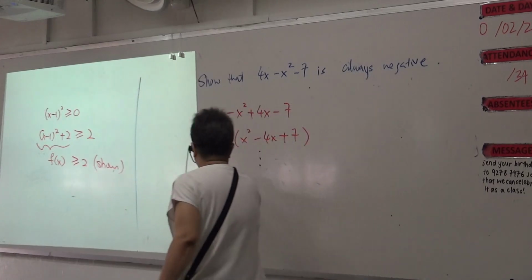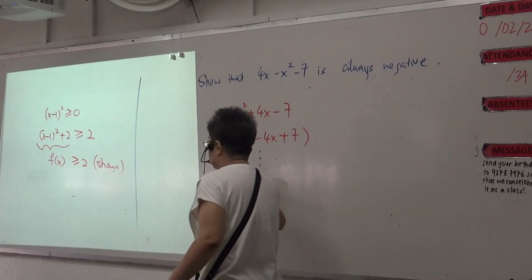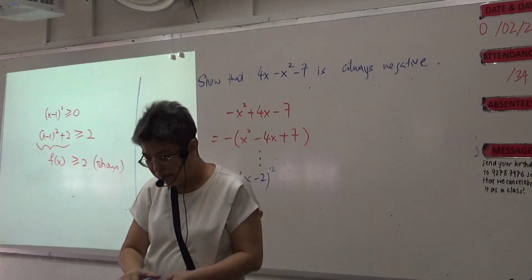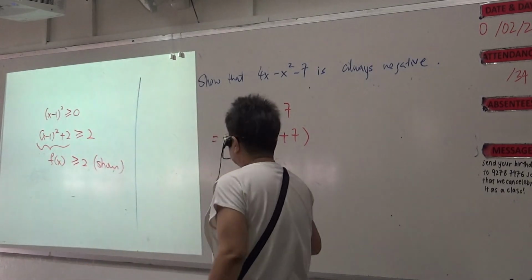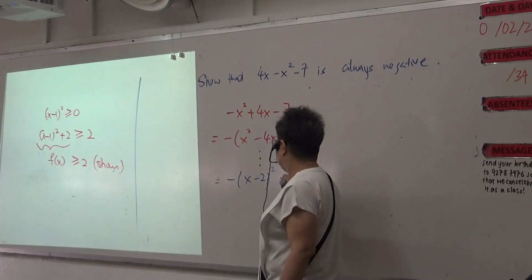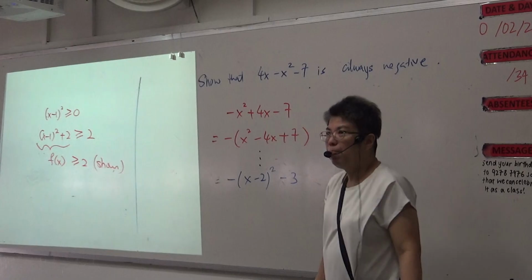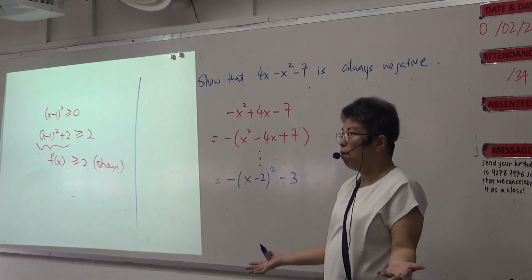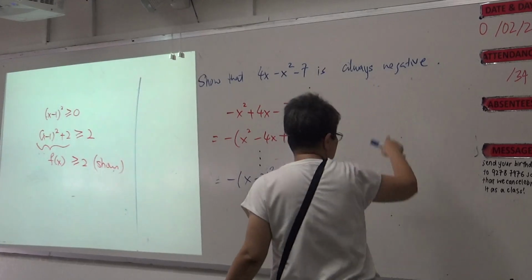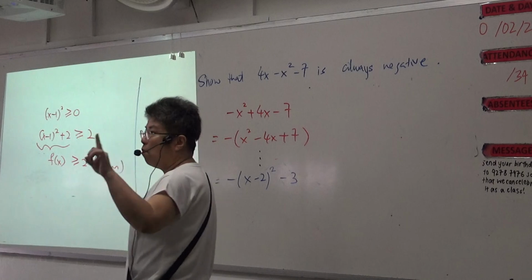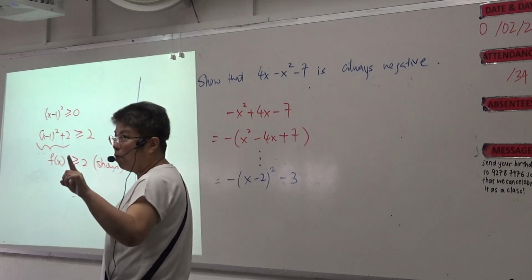Now, what is negative 1 bracket x minus 2 squared, then also know the last word. Negative 3, right? Everybody okay? Can or not? But I have not shown it yet. They must make sure it's always what? Negative. That means it must be less than what? 0.